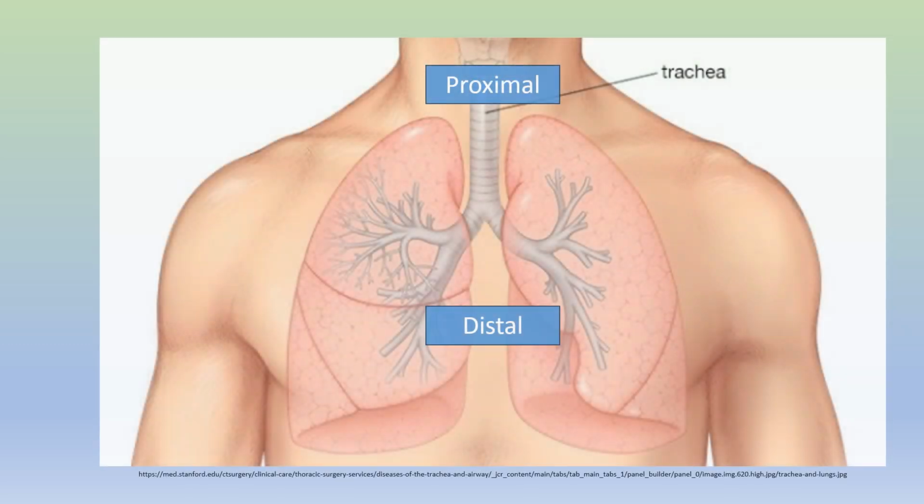Proximal and distal relate to the center or point of attachment to the body. The proximal end of the esophagus and trachea refers to its proximity to the mouth, and moving down the tracts is the distal end.